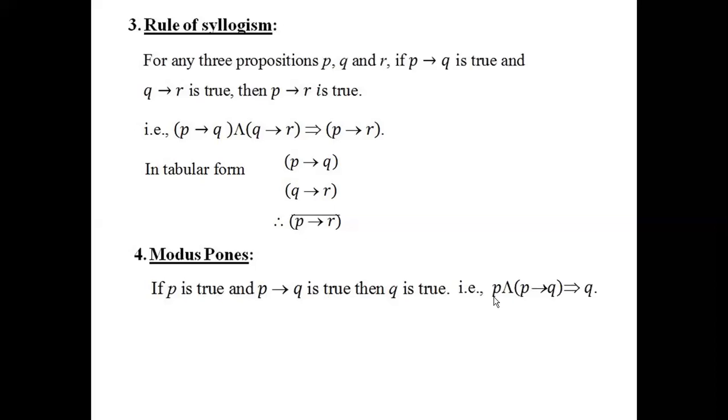Symbolically, this can be written as P and P conditional Q implies Q. In the same tabular form, we can write down P as one of the premises, P conditional Q as another premise, and the conclusion is Q. So therefore, Q we can write down.